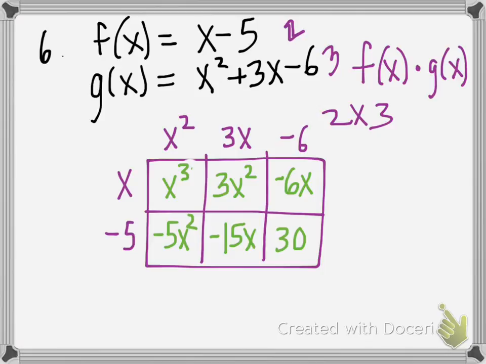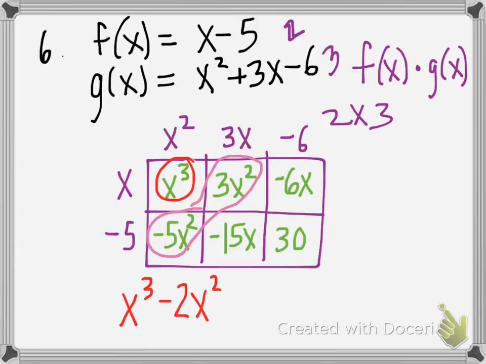Alright, so once you have all of the boxes filled out, you're going to start with the highest degree, since you're writing your answer in standard form. So the highest degree would be the x to the third, and there's no other x to the third in any of the boxes to combine, so x to the third will be our first term in our expanded form here. Let's look at the next highest degree, which would be the x squareds. So we do have some terms to combine here. So negative 5x squareds plus 3x squareds, if you combine those, that would be negative 2x squareds. So we're going to add negative 2x squared to our expanded form here.